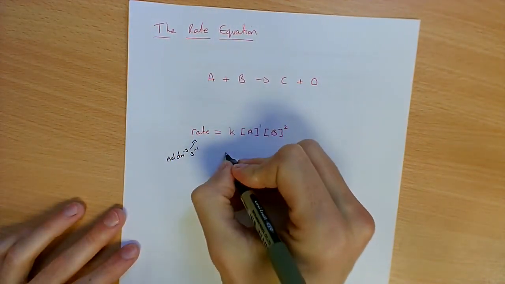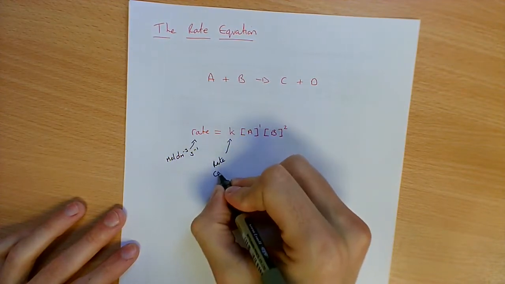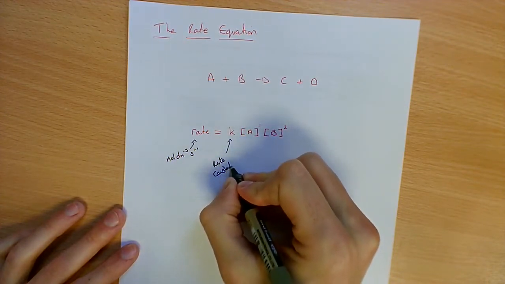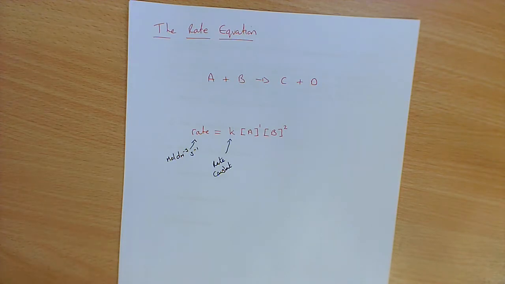K here is the rate constant. And we'll talk about that later as to what it actually represents, but it links a lot of different things together. It is the function of the likelihood of collisions, the activation energy, the temperature, all of these things that we know affect the rate of reaction. They are all encompassed in the rate constant.